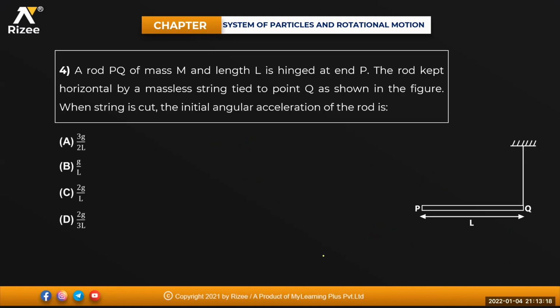Next one. A rod PQ of mass capital M and length L is hinged at the point P. The rod is being PQ, this diagram is right now different for maintain.